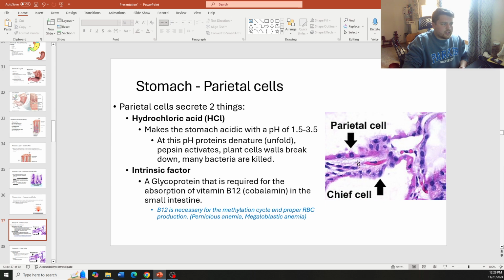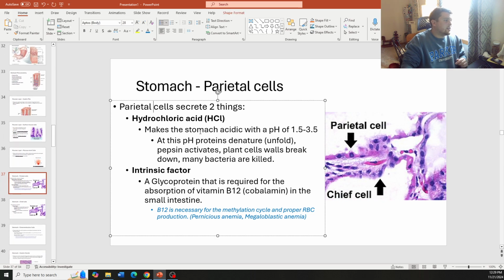So parietal cells and chief cells look very similar to each other. These parietal cells just have a little bit of a darker pink stain on them. So parietal cell, parietal cell, parietal cell, and these are chief cells. Parietal cell, parietal cell, parietal. The rest of these are chief cells, okay? Anyways, the parietal cells secrete two things.